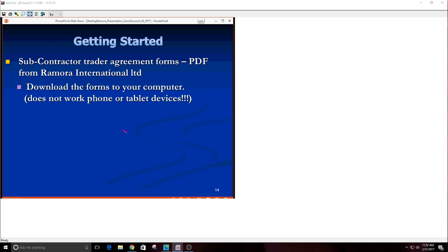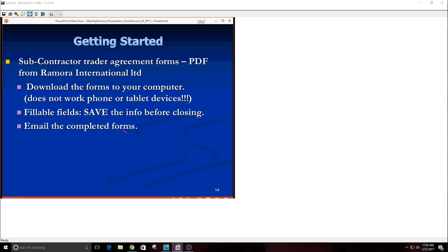It does not work on your cell phone. People try to complete it on their cell phone or their tablet or device and try to send it that way. It doesn't work. For some reason, it doesn't save. You've got to do it from your PC or a Mac. Fillable fields, save before closing, email the forms back to us.